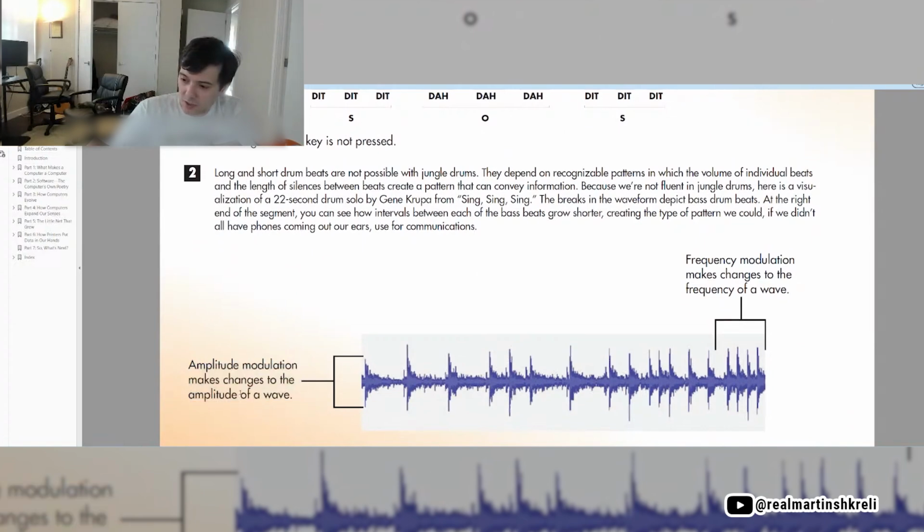Amplitude modulation makes changes to the amplitude of a wave. Frequency modulation makes changes to the frequency.